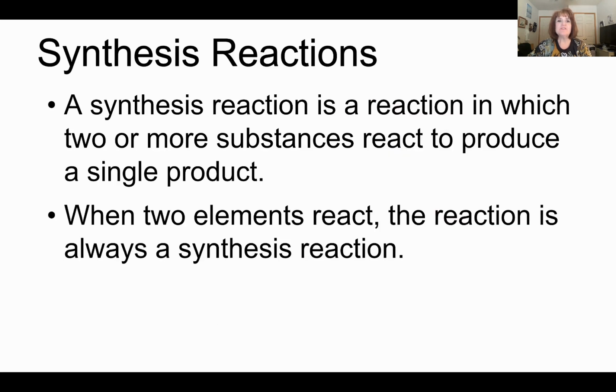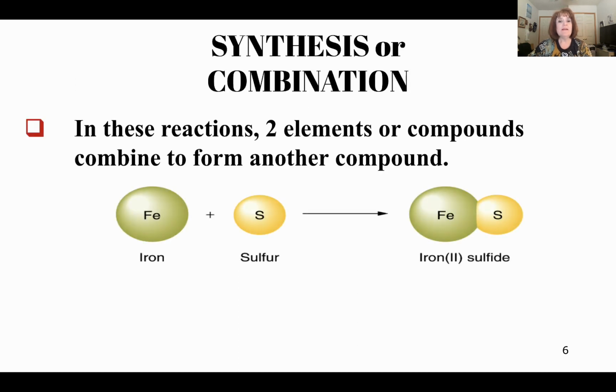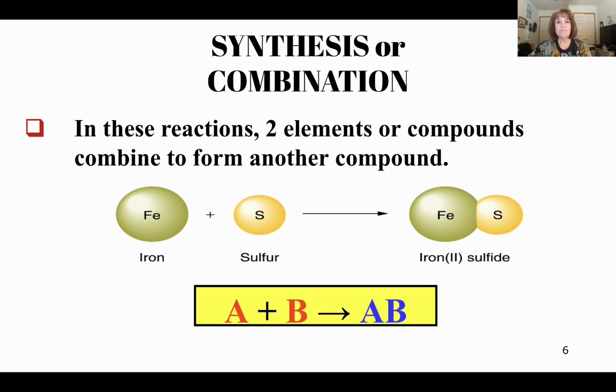So synthesis reactions is where 2 or more substances or even 2 or more compounds react to produce a single product. So in these, iron and sulfur combine to be iron 2 sulfide. 2 elements go together to make one compound. And the general formula for a synthesis reaction is A plus B, meaning substance A plus substance B makes the compound AB.